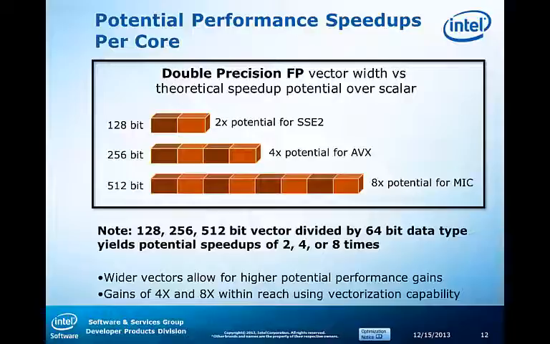It is important to remember that this benefit is per core, so the performance benefit could be multiplied again by the number of cores if the code is suitable for both parallelization by core count as well as SIMD vectorization. Many loop-centric applications are suitable for both. Note, wider vectors allow for higher potential performance gains. Gains of 4x and 8x are within reach using vectorization capability. The Intel Xeon Phi coprocessor core count is currently on the order of 60, so this performance potential is large. Also realize that this performance ignores potential performance of some of the architectures that support fused multiply and add instructions, where you get an additional gain.